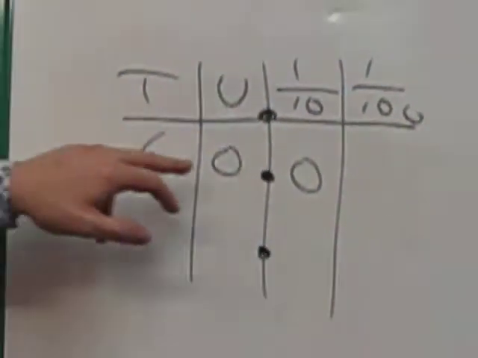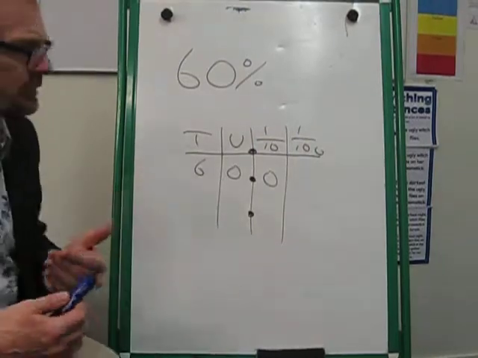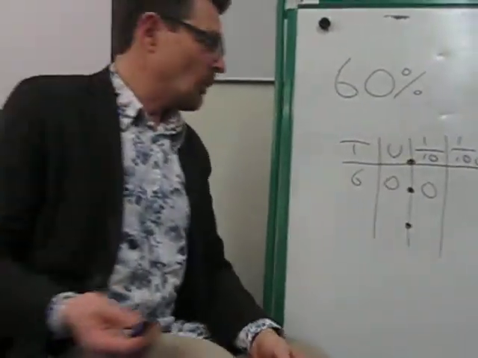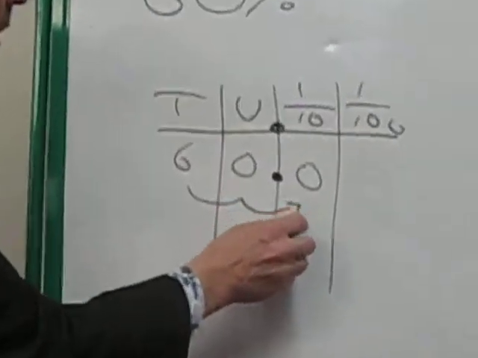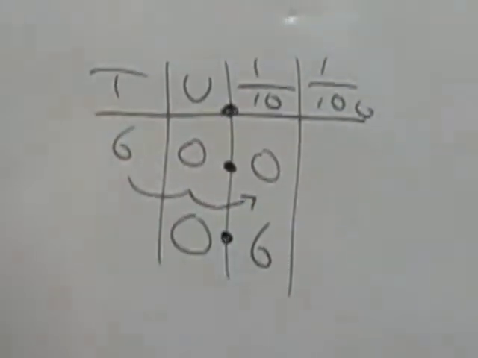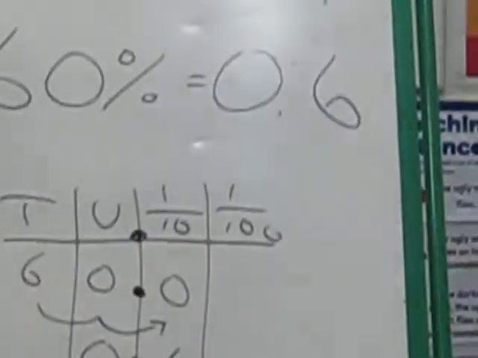Here's our 60, 6 tens, 0 units. How many places do we have to move it to the right to divide by 100? 2! Well done, excellent. So let's take our 6 and go 1, 2, and our 6 goes in there, and we have 0.6. So 60% is equivalent to 0.6.